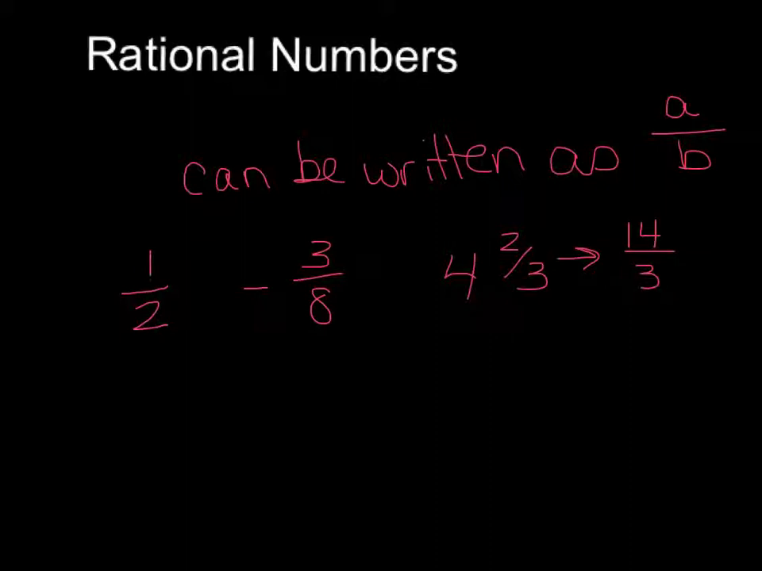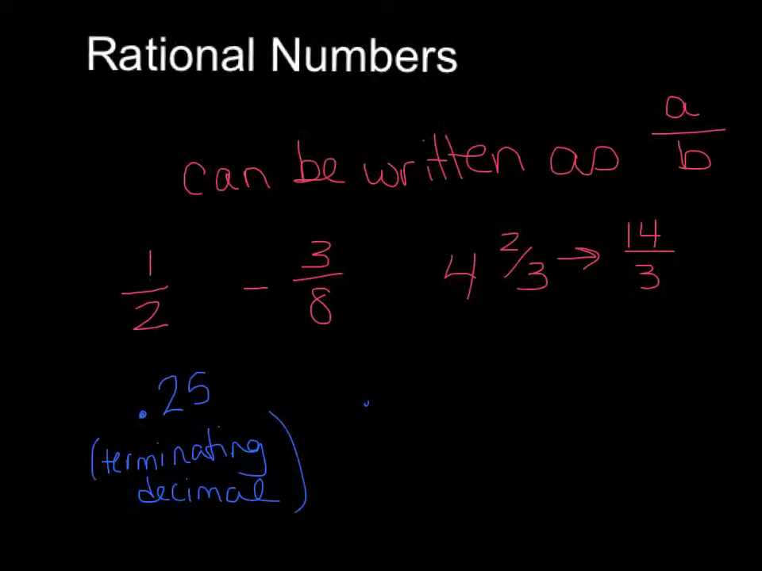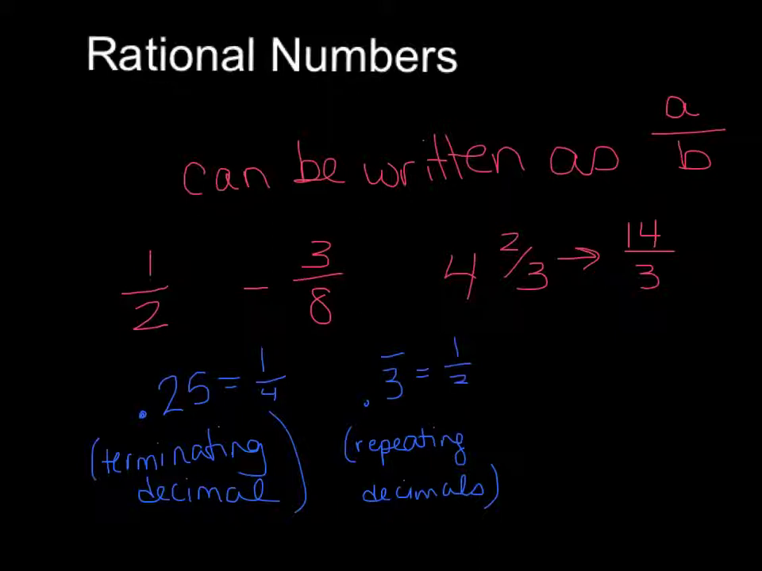But even numbers such as 0.25, what's called a terminating decimal, is a rational number, as is something like 0.3 repeated. Okay, so repeating decimals are what are called rational numbers. Because both of these can be written as fractions: 0.25 can be written as 1/4, and 0.3 repeating can be written as 1/3.